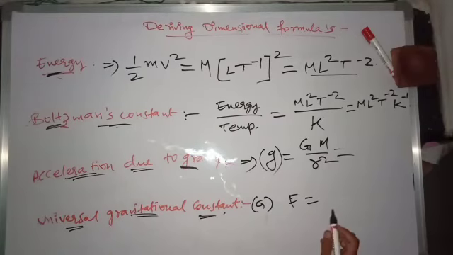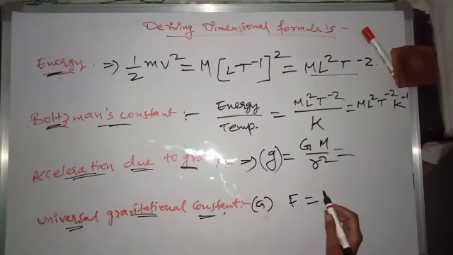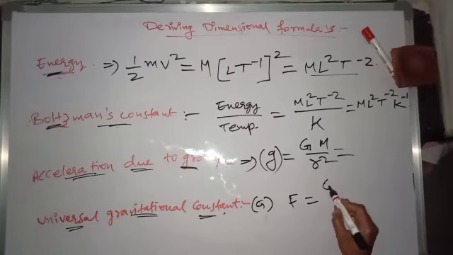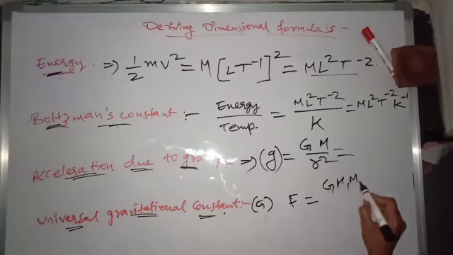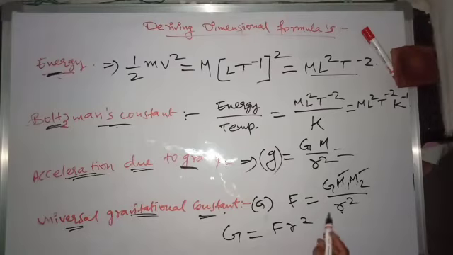Force F, according to Newton's laws, the force between any two masses in the universe is given as F equal to G into m1 m2 by r square. This is mass 1, mass 2, and the distance between these two masses. From here, this capital G can be written as F into r square by m1 into m2.